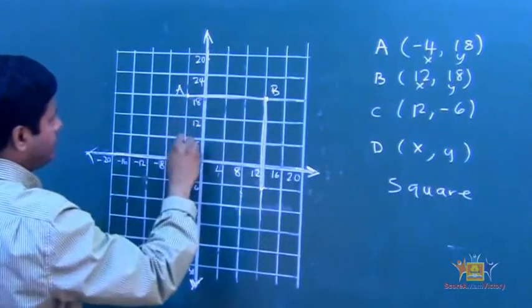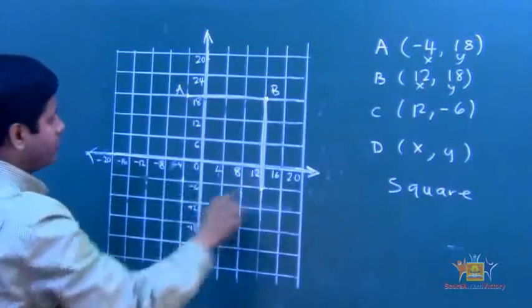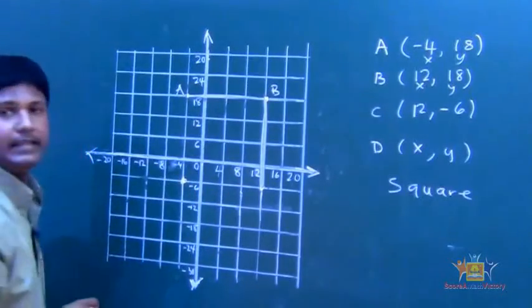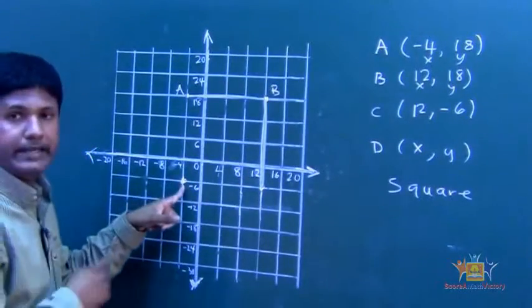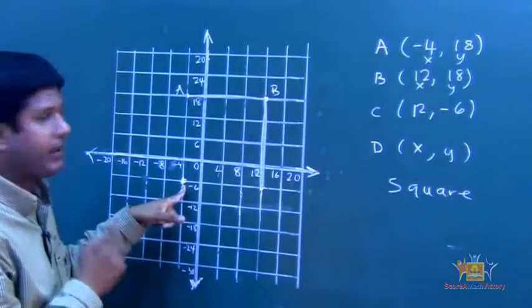And then 1, 2, 3, 4. So that makes a square. So we want this point right there, D. So we found the point D. So we want to now find the coordinate for D.